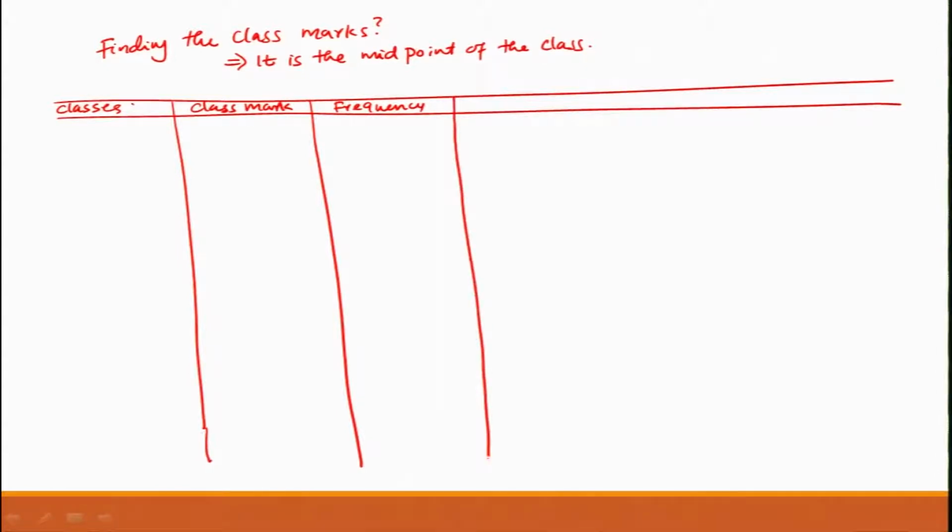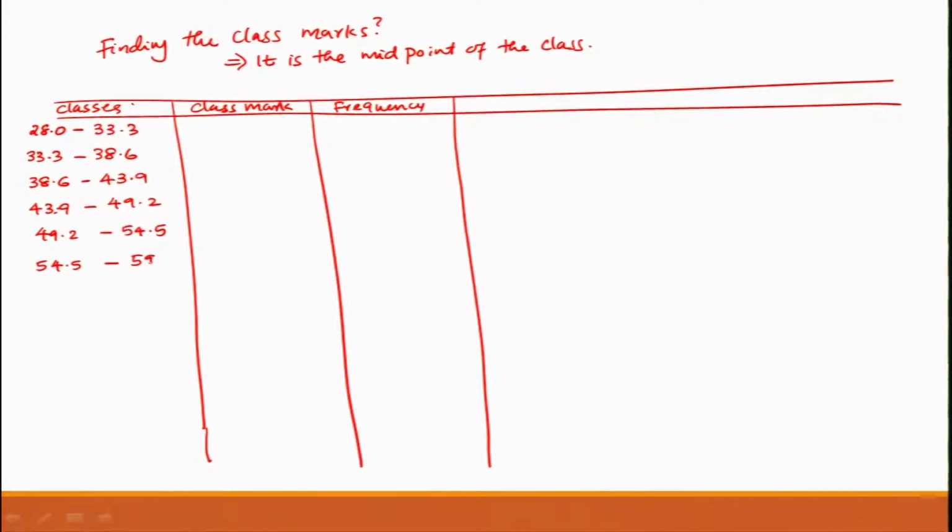Okay, let us do so far. The classes were once again 28.0 to 33.3, 33.3 to 38.6, where we were adding 5.3, then 38.6 to 43.9, 43.9 to 49.2, 49.2 to 54.5, 54.5 to 59.8, 59.8 to 65.1, 65.1 to 70.4, 70.4 to 75.7, and 75.7 to 80.1.